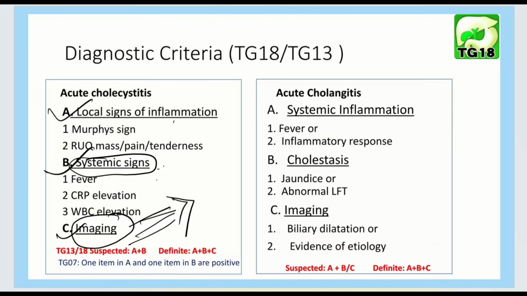So what are local signs? Local signs of inflammation of GB are Murphy's sign. I have described Murphy's sign. Second is right upper quadrant mass or pain or tenderness. So any one of these two.